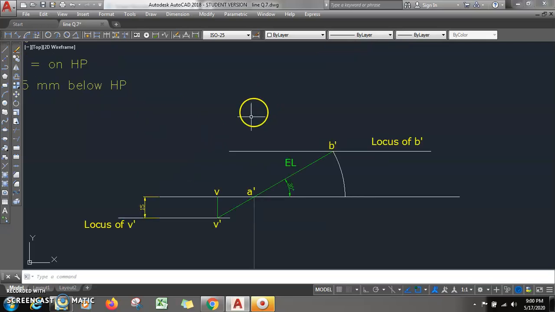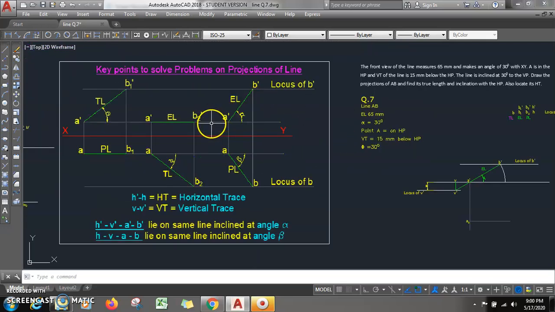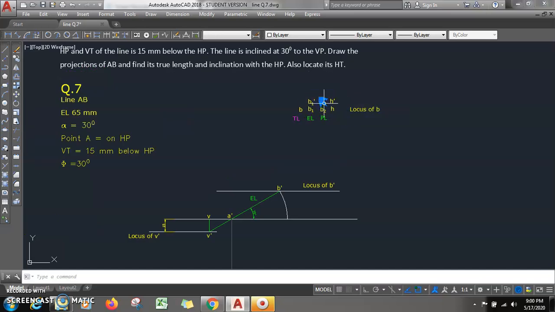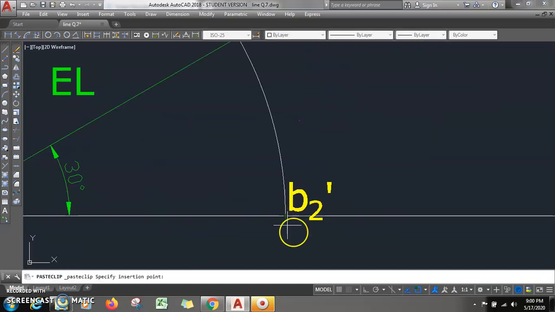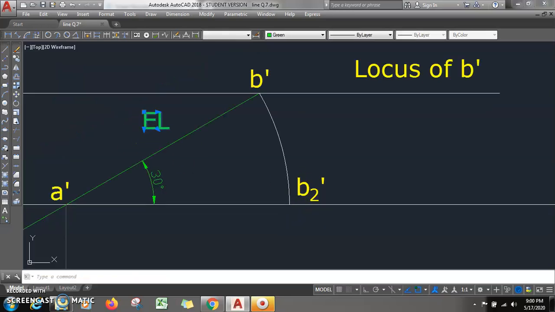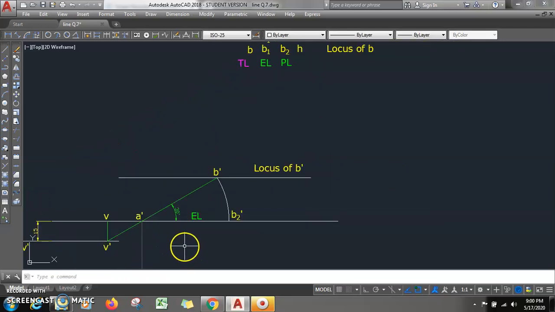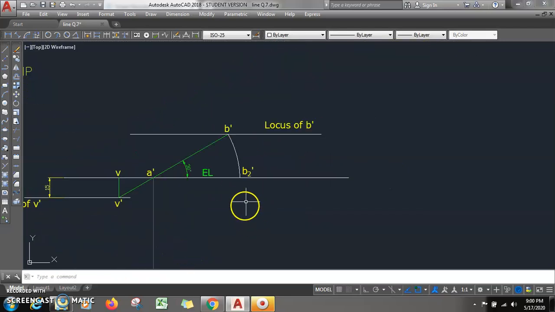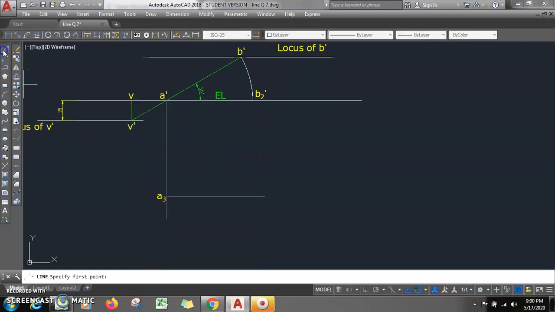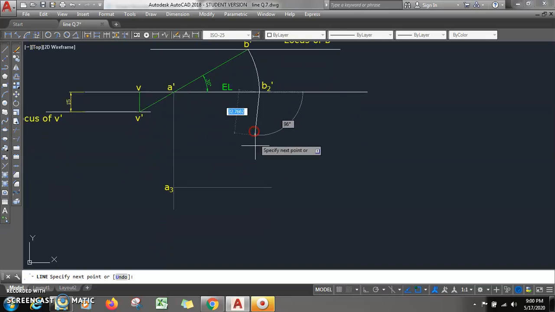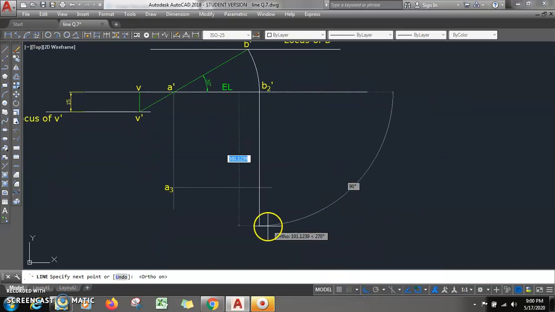ठीक है, and this point will be called B2 dash, when EL is horizontal. And this length is what? This length is nothing but EL only. ठीक है, now from this B2 dash, draw one vertical line, ortho mode should be on, एक बड़ा सा vertical खींचो.